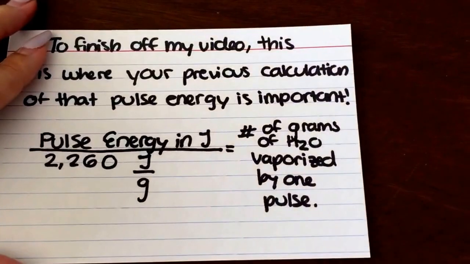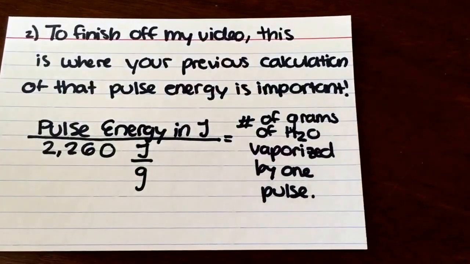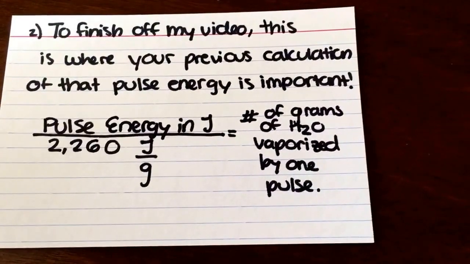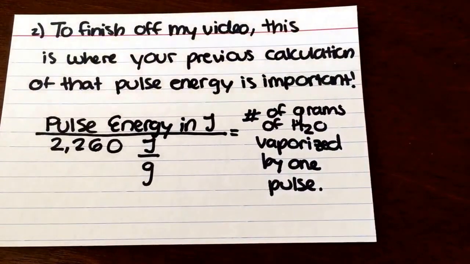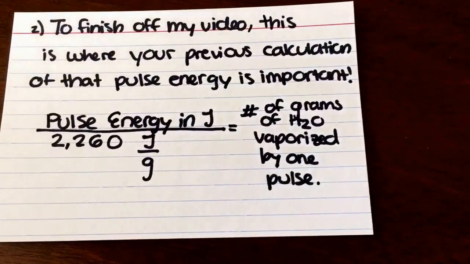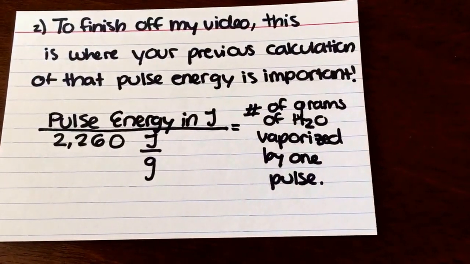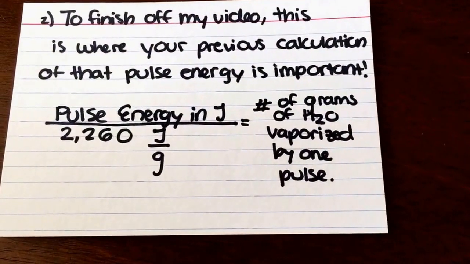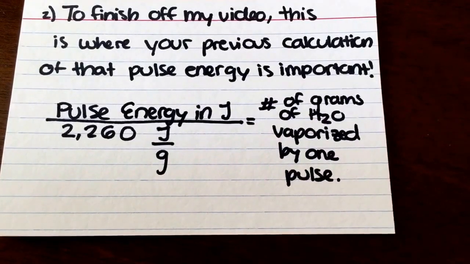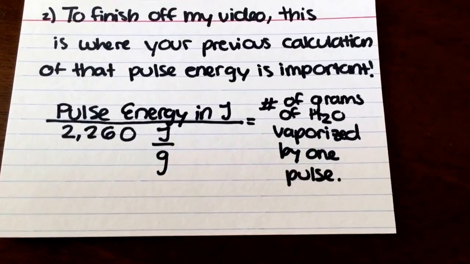And so you have your pulse energy in joules for whatever you calculated, divided by latent heat, which could be the same. I'm not certain if your homework gave it to you differently, which will cancel out the joules, as you can see in the setup down below. And then that will give you a final answer of the number of grams of water that is vaporized by one pulse.